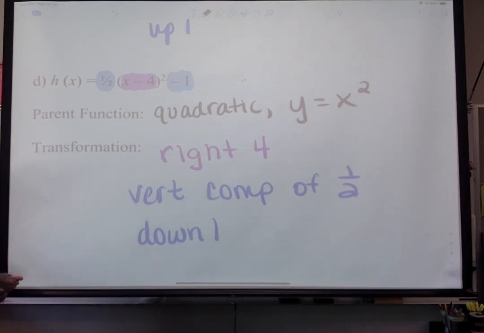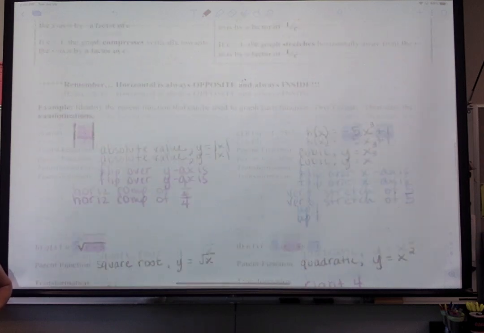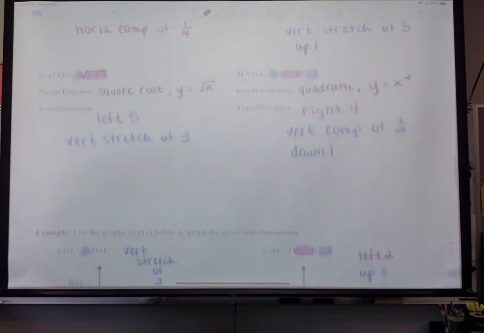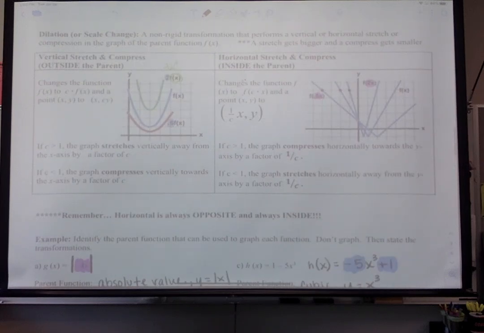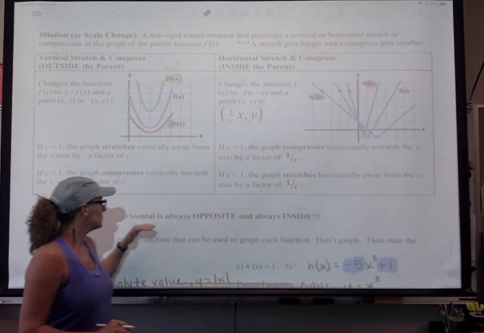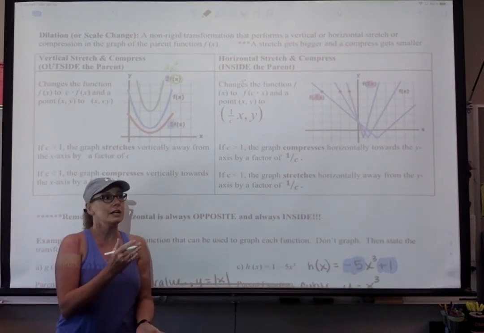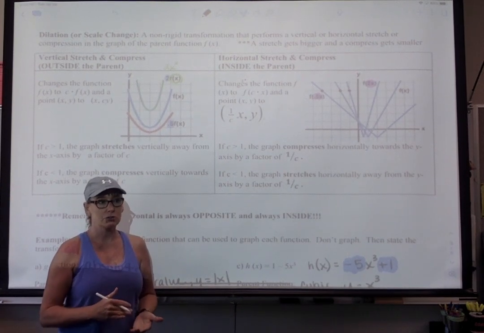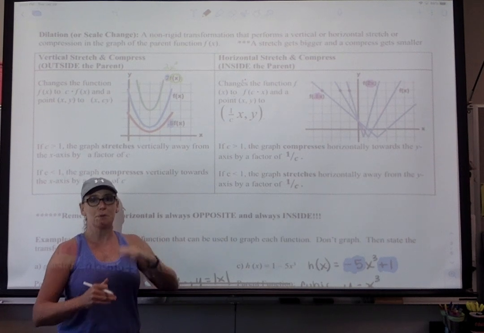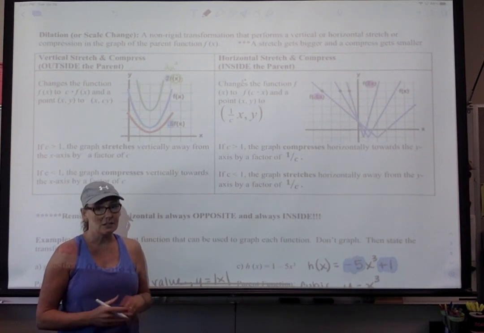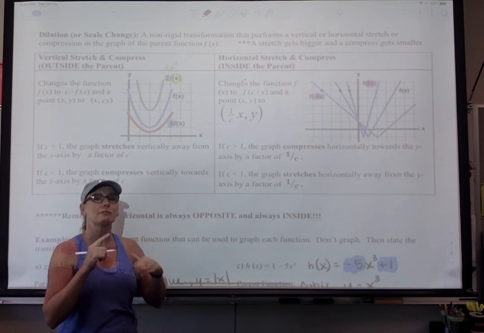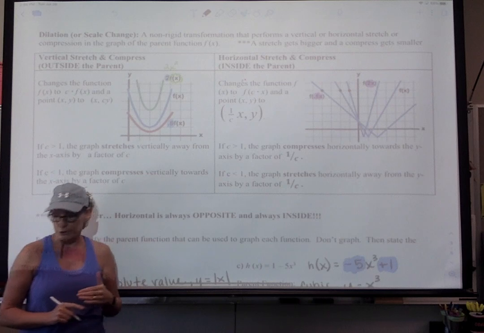Okay. Now, a couple things I thought could wait until tomorrow. They cannot. So, on transformations, somewhere about right here where it says, remember, horizontal is always opposite inside, I need you to write down the order in which we're going to talk about transformations. When you tell me all the transformations that happened, there could be up to 6 things that you have to tell me about. You have to tell me in the right order.